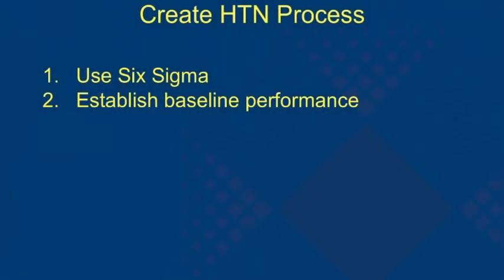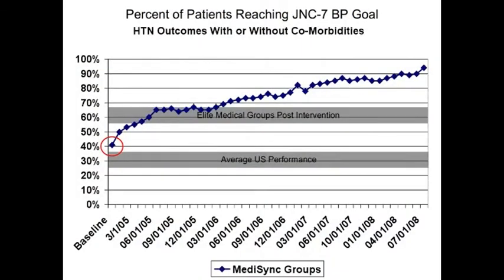Once we know that particular piece, we use Six Sigma. We establish our baseline performance, and you've seen the group numbers all the way through, but here's our very beginning spot. So we're starting at 40% as we begin to adopt the theory, the processes, the measurements.